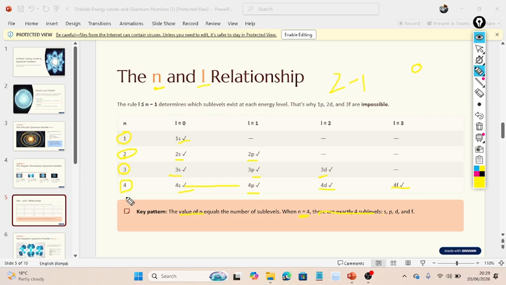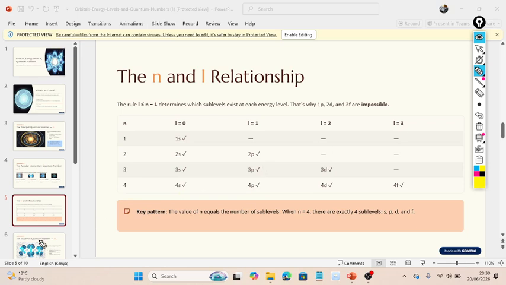We are not going to talk about energy level number 5 because most of the periodic elements do not exist there, although there are some that have electrons at their fifth energy level, but they are beyond the scope of this tutorial.